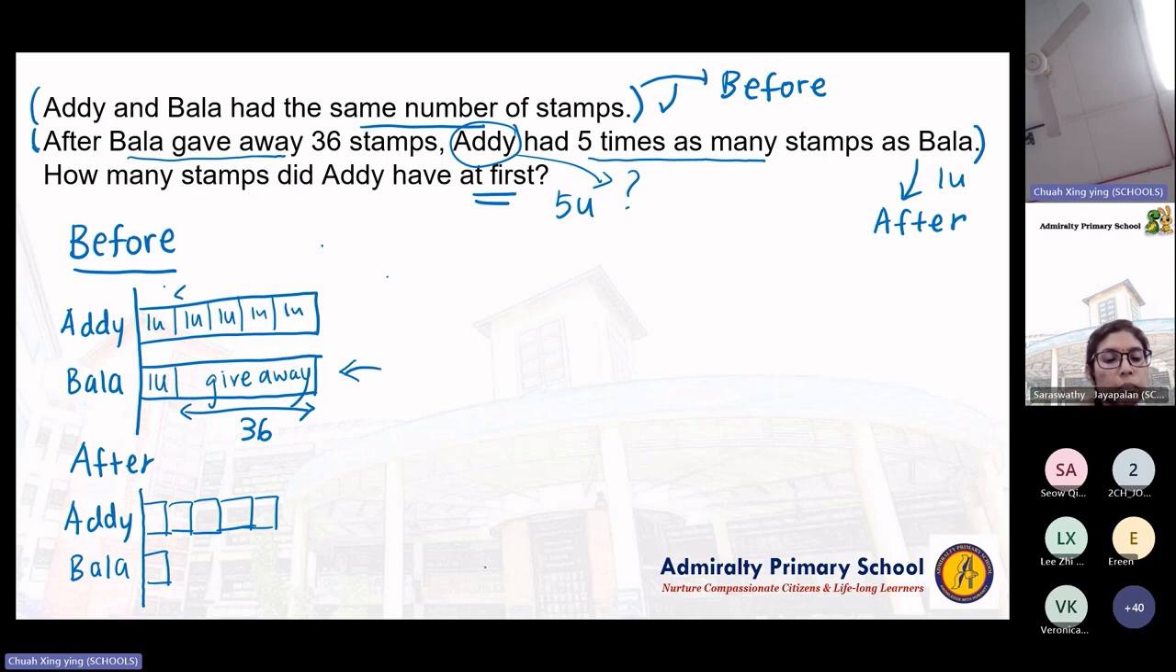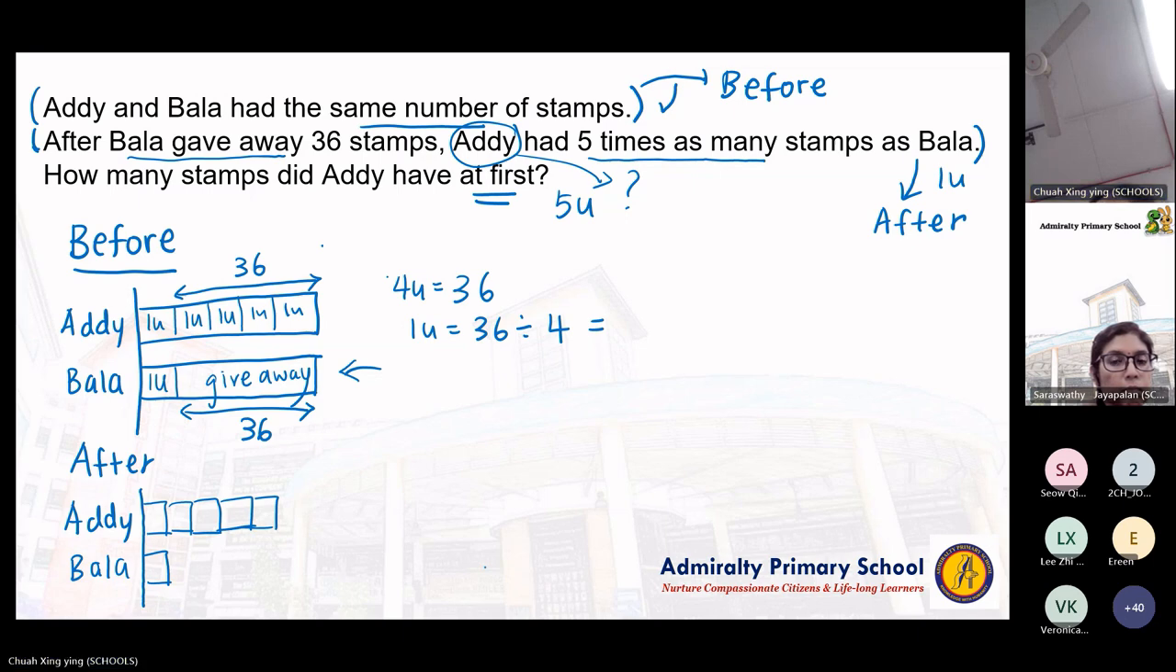So that means this part is also 36. And what does the 36 here stand for? It stands for 4 units. 4 units is equal to 36. So 1 unit is 36 divided by 4, sorry, equals to 9. Okay, so 1 unit is 9.